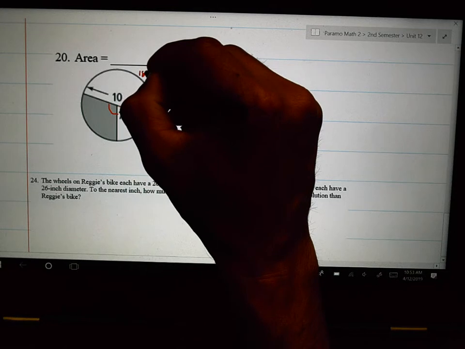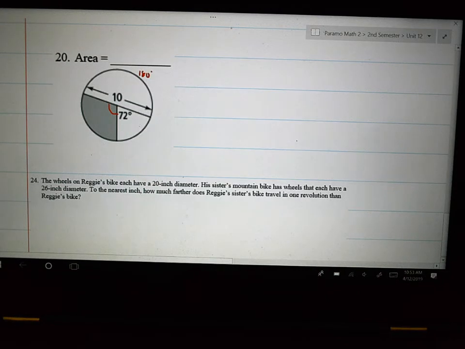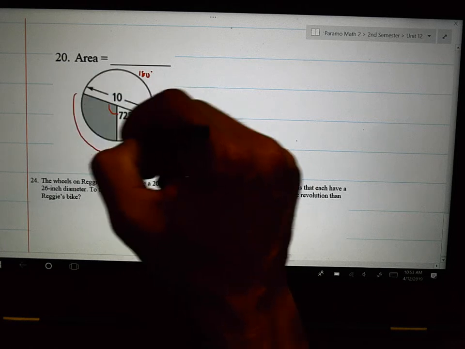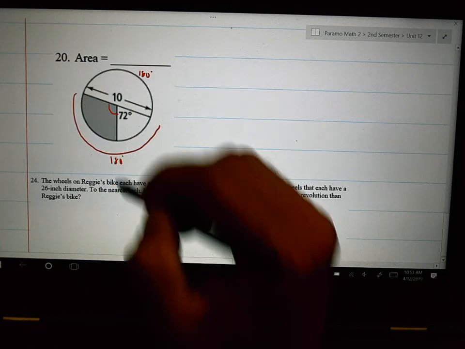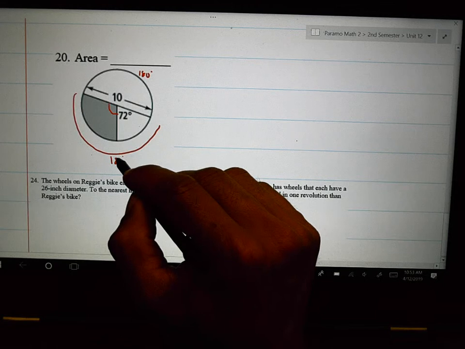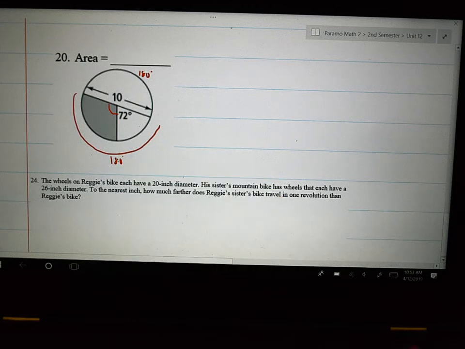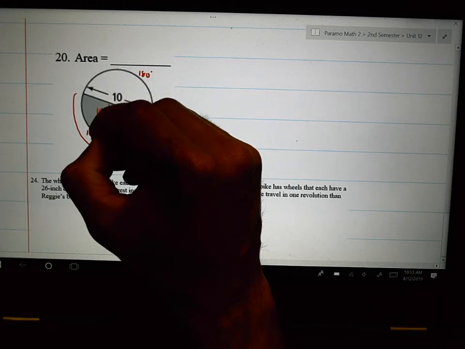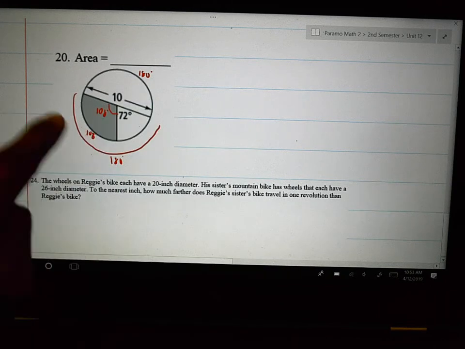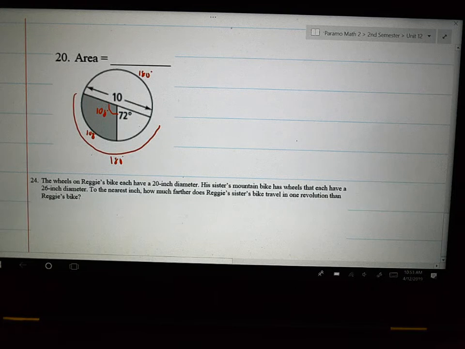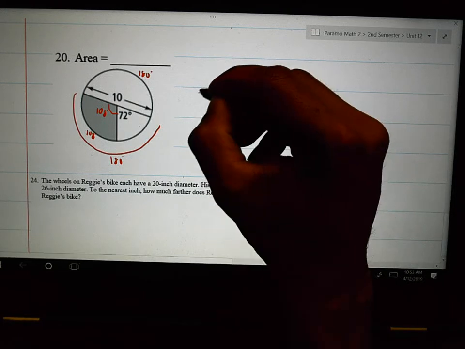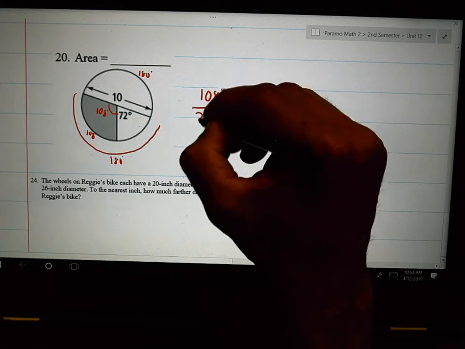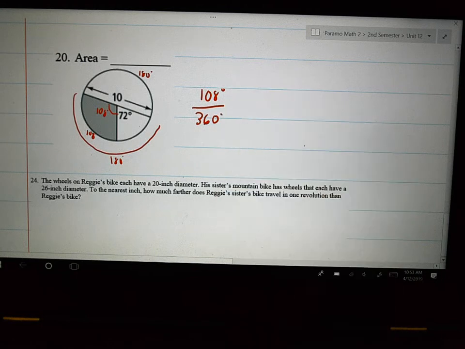Diameters have a total sum of 180 degrees, which means this diameter is 180 as well. Well, that's 72 and that's 180. I can subtract those two things to figure out what this angle is. And if you didn't know, it's 108 because 108 plus 72 is 180. That's your percentage, 108 out of a total of 360 degrees.